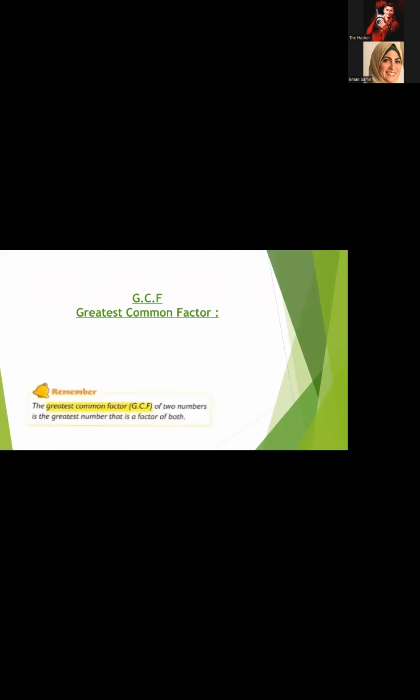Now we are moving to another definition, which is the GCF. What is the GCF? It is the greatest common factor. It means that I will find the greatest number that is a factor of both numbers. Let's see.